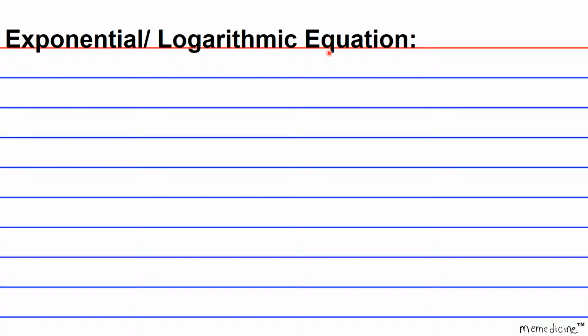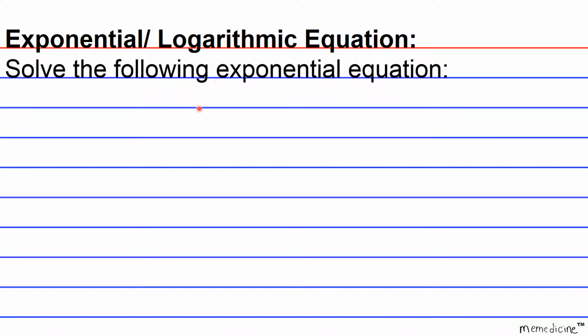Exponential logarithmic equation. Solve the following exponential equation: 5 raised to the 2x minus 1 is equivalent to 7 raised to the x plus 4. Definitely press pause if you need to, and I'll give you a moment to think.